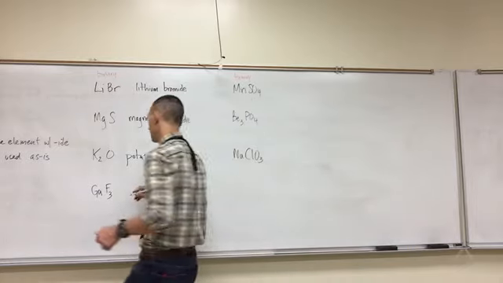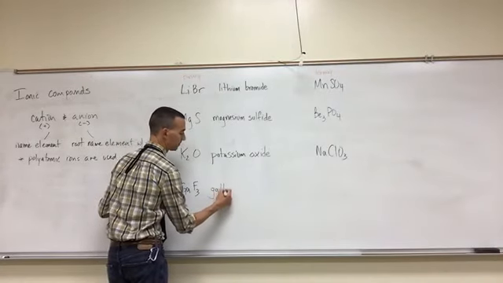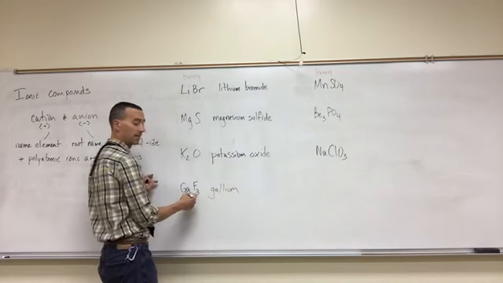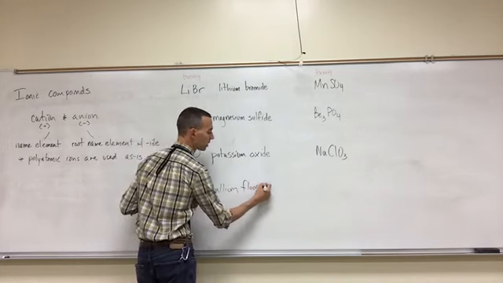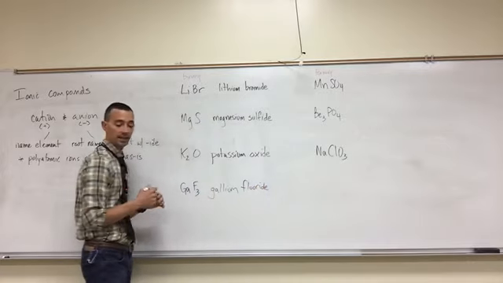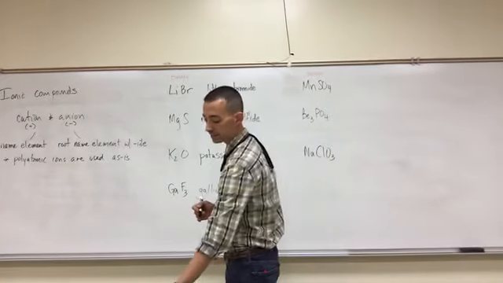So this next one we have Ga, that is gallium. And then fluorine is our anion, so it is fluoride. Okay? Gallium fluoride.